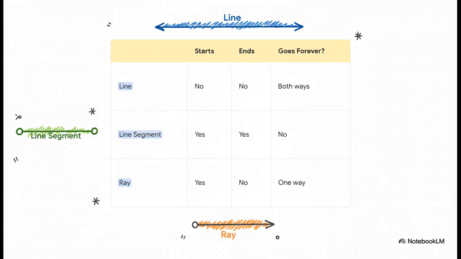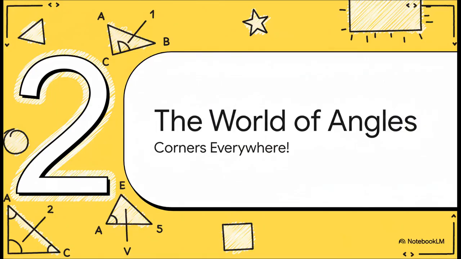Okay, let's do a quick recap so we remember all three. A line has no start and no end. It goes both ways forever. A line segment has a starting point and an ending point. It stops. A ray has a starting point but no end. It goes just one way forever. This chart makes it super easy to see the difference, right? You are doing an awesome job.